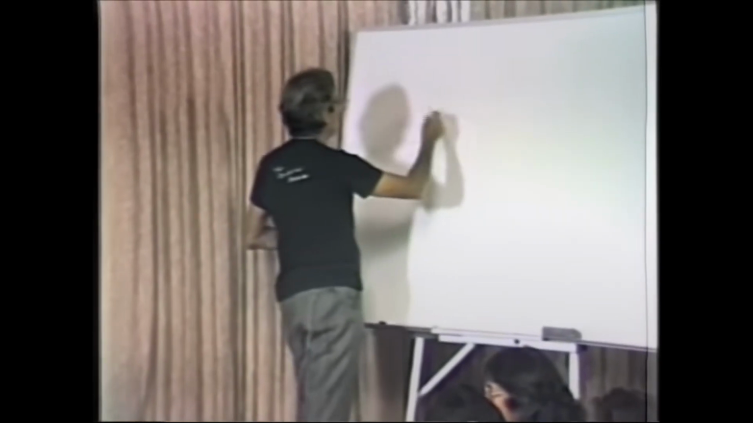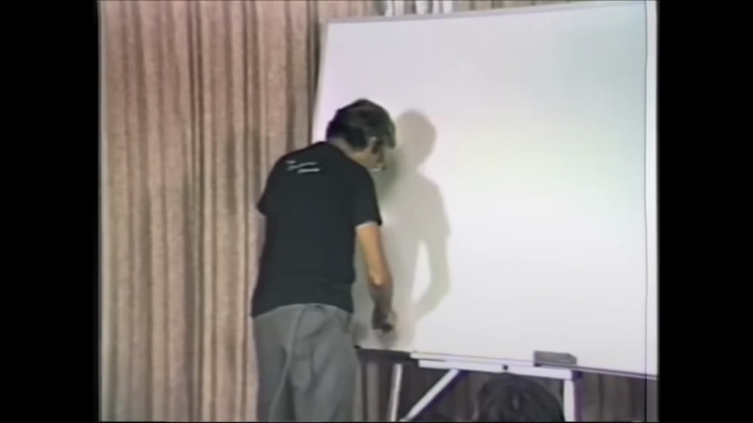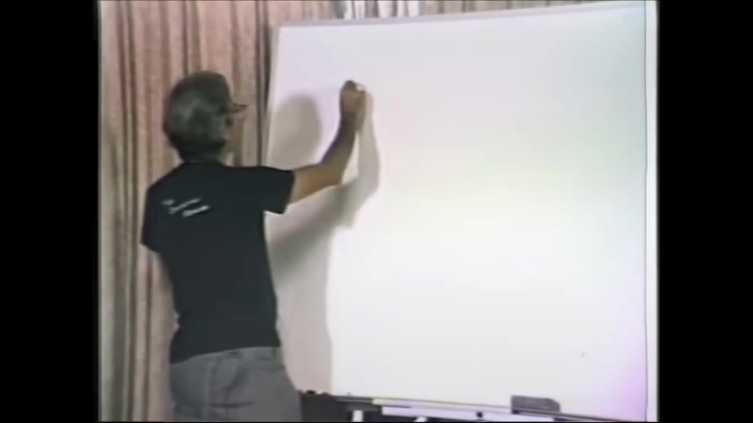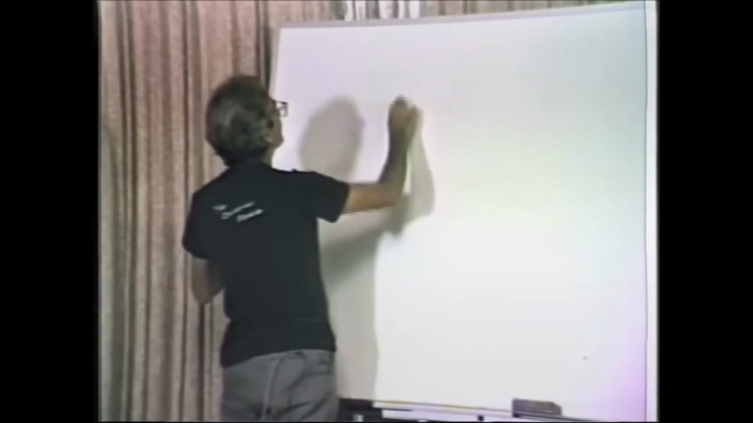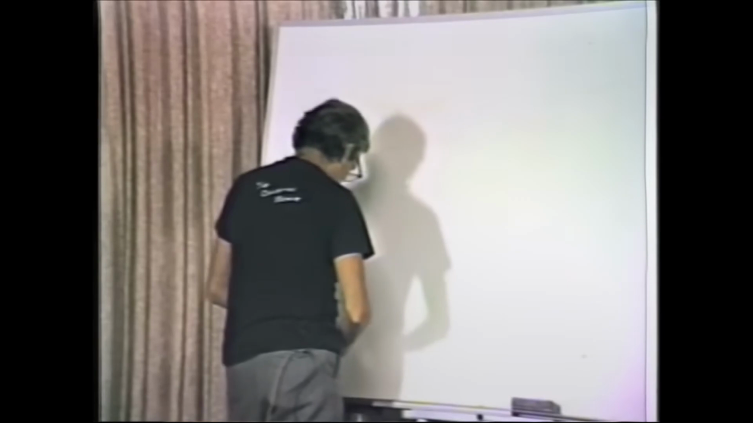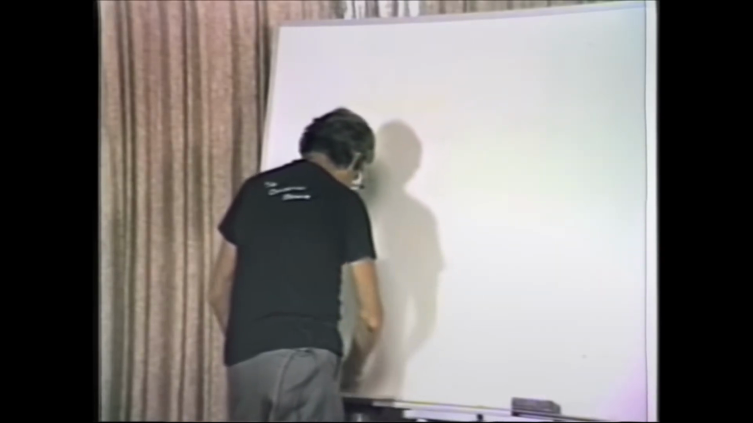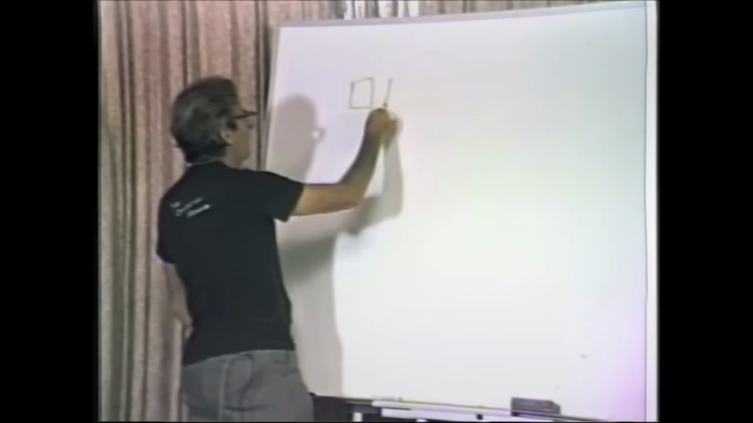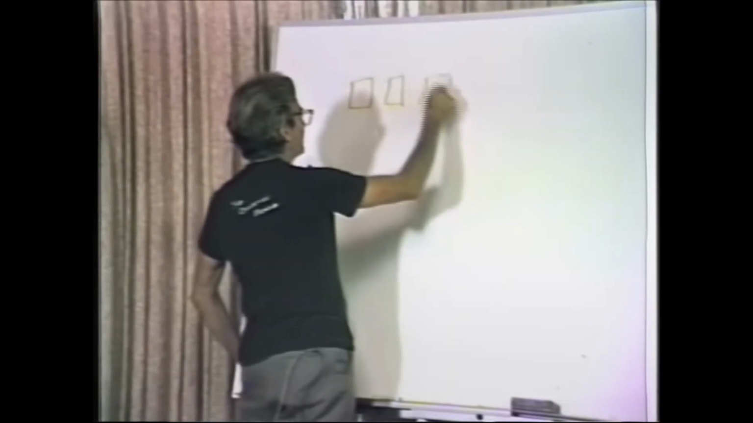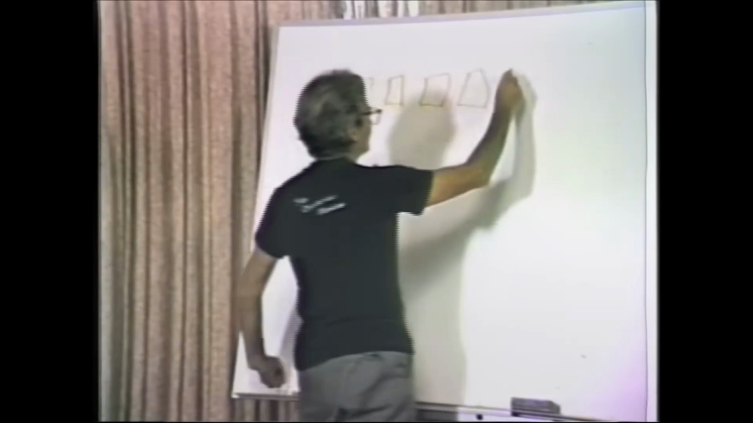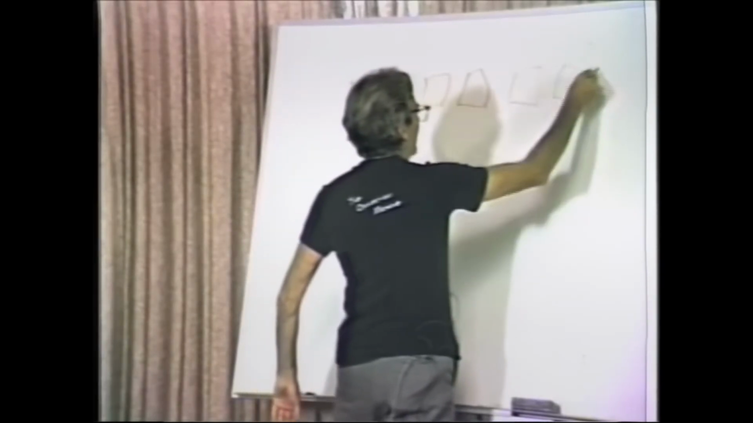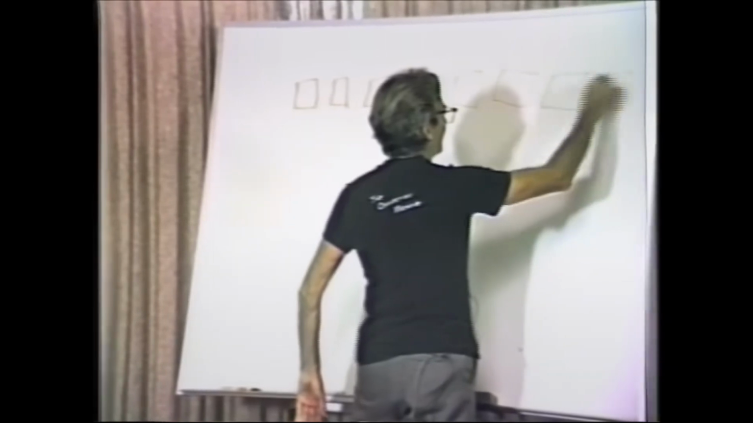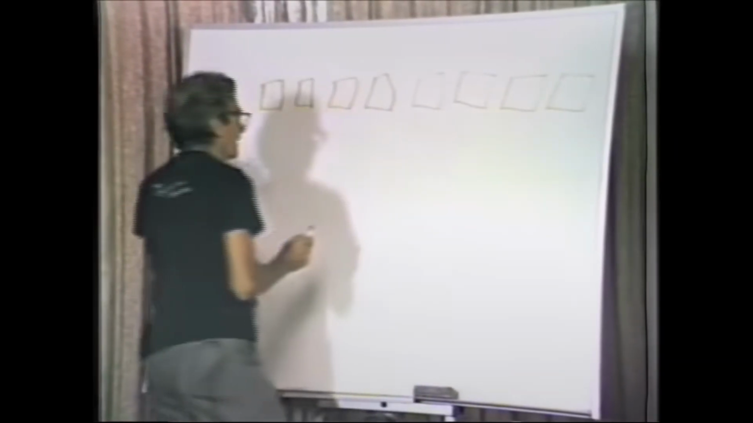Okay, so let's first draw a lot of rooms. So these are the rooms. Let's say we had this many rooms. I've got them all laid out in a straight line, but it doesn't make any difference where they are on the map. We've got 8 rooms.